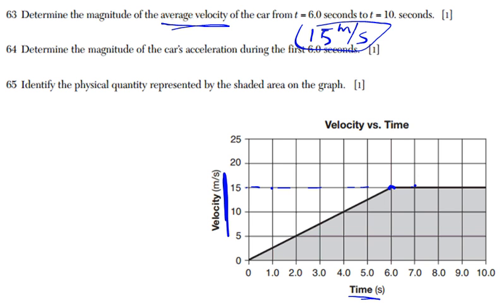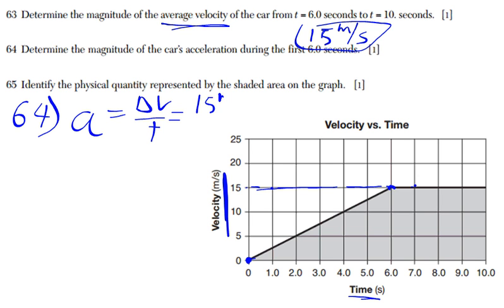64. Determine the magnitude of the car's acceleration during the first 6 seconds. So 64, a couple ways you can do this. One way is you say, all right, we're looking at the acceleration. What's the equation we know for acceleration? How about a equals delta v over t? During this first 6 seconds, it goes from 0 to 15 meters per second. So what's the change in velocity? 15 meters per second. What's the time it takes from 0 to 6 seconds? 6 seconds. 15 over 6 gives you a value of 2.5 meters per second squared.